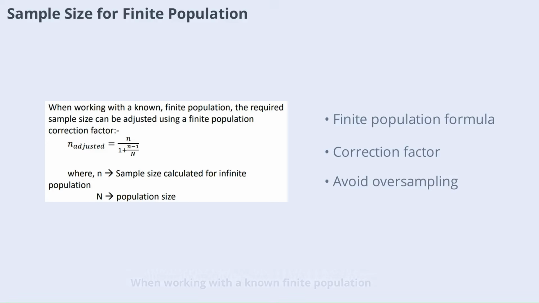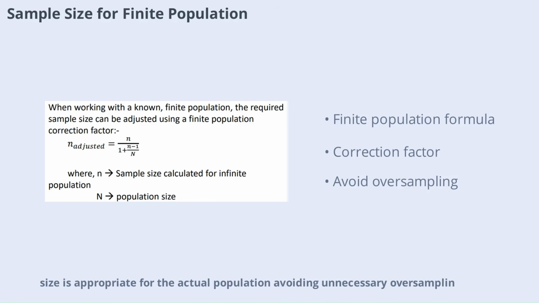In working with a known finite population, we adjust the sample size using a correction factor. The formula is n-adjusted equals n / (1 + (n − 1)/N), where n is the sample size for an infinite population and N is the total population size. This adjustment ensures that our sample size is appropriate for the actual population, avoiding unnecessary oversampling.